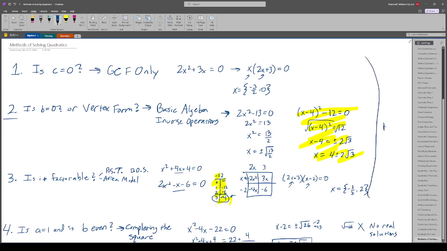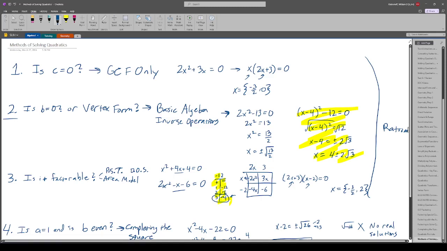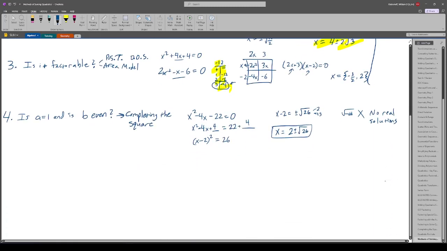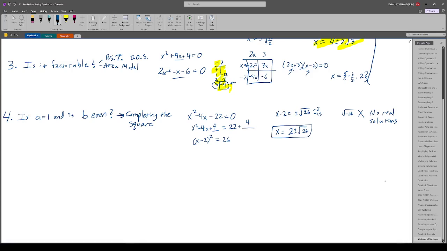These 3 all end up with rational solutions, rational roots or solutions. Whereas numbers 4 and 5 can end up with irrational solutions that include radicals. Okay, then the last resort that we learned most recently, if we can't do any of those others, 1 through 4, then we use the quadratic formula. So no question here, this is just the last thing we have available.